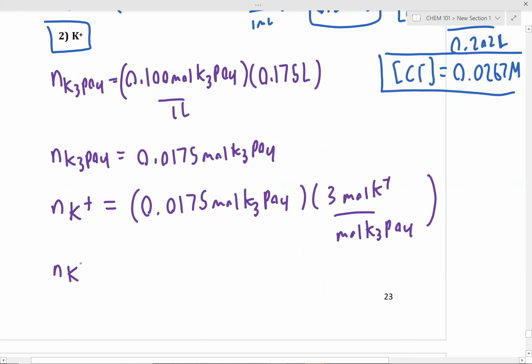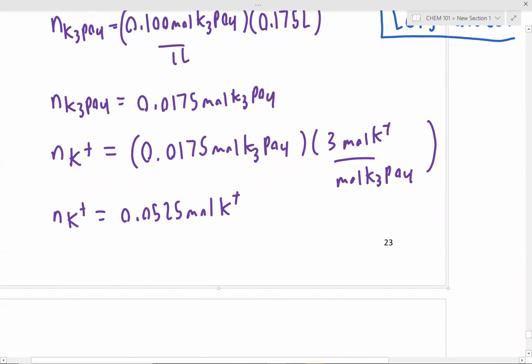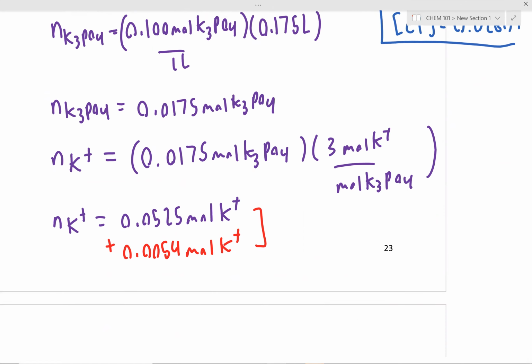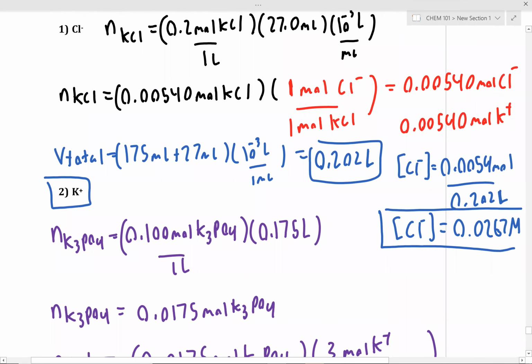So our moles of potassium plus are equal to 0.0525 moles of potassium plus. I also have potassium from my potassium chloride of 0.0054 moles of potassium plus. So then, to calculate my total moles, I simply add the moles of potassium in each solution together. Does that make sense? Does everyone know where I got this 0.0054 from? I got it from my KCl calculation. These are the moles of potassium from KCl.